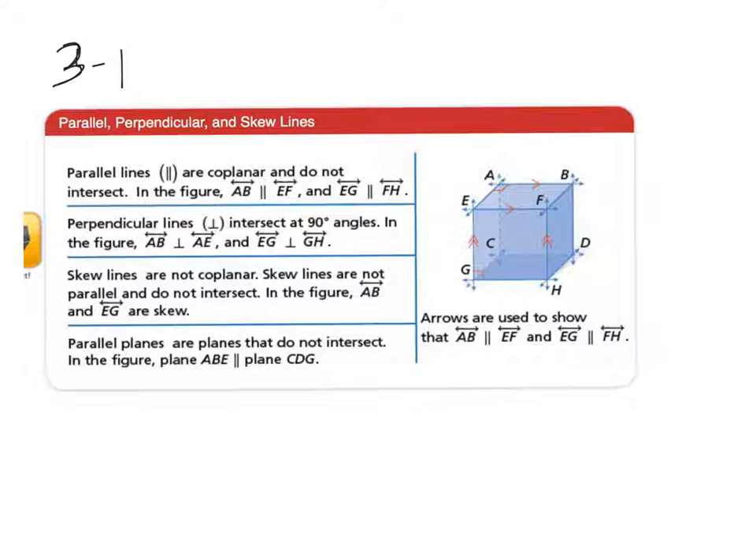So this is section 3-1. There's a lot of vocabulary for this section. So I'm just going to go over each word here. There's no better way to do this. So parallel lines. This is our symbol for parallel lines. It looks like an 11.